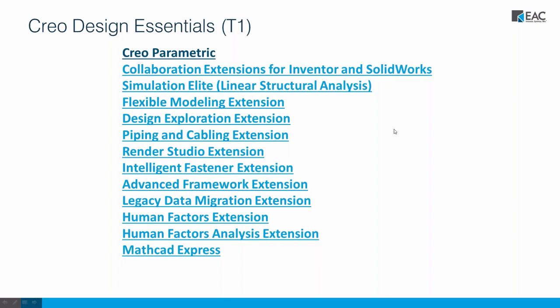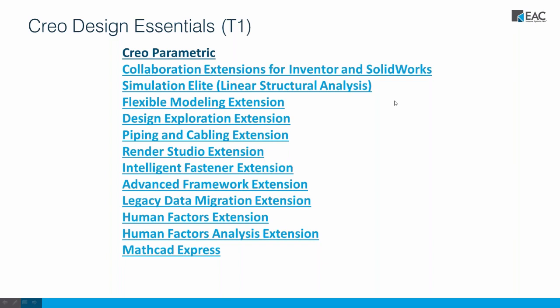Then we have Simulation E-Lite. This is a new one. So E-Lite probably stands for Essentials Lite, but basically this is different than Simulate Lite. Remember before that would have a wizard interface to go through it, and it would just have certain types of loads and constraints and certain types of elements that you could use, and it was limited to 200 surfaces.